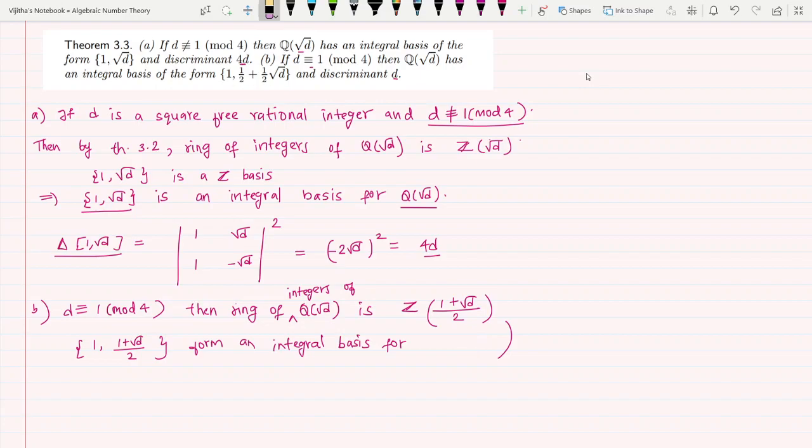The ring of integers for Q of root D. The set 1 comma 1 plus root D by 2 forms a Z basis for this ring of integers. Okay, so a Z basis for the ring of integers is called an integral basis for a number field K. So here K is Q of root D. So this forms an integral basis for Q of root D.